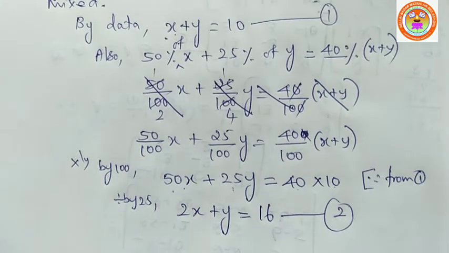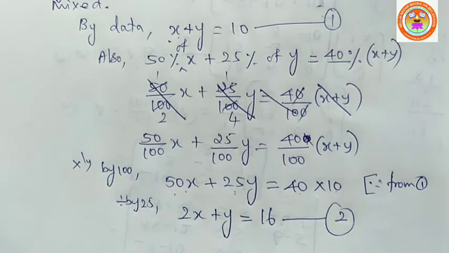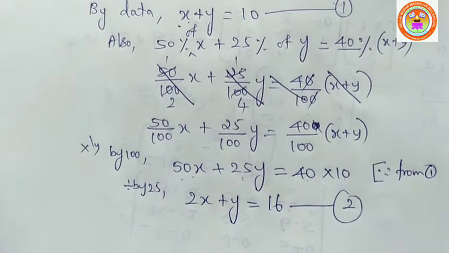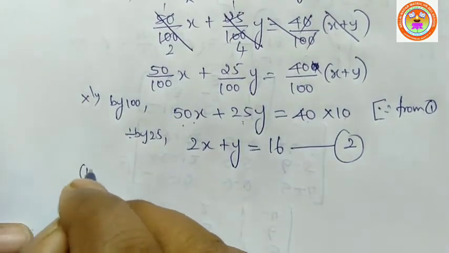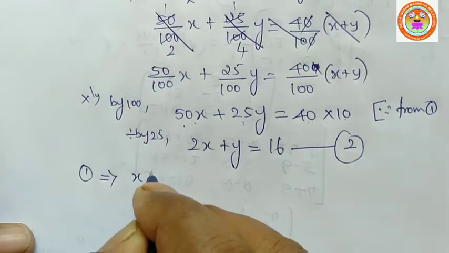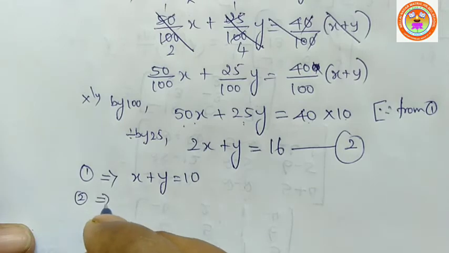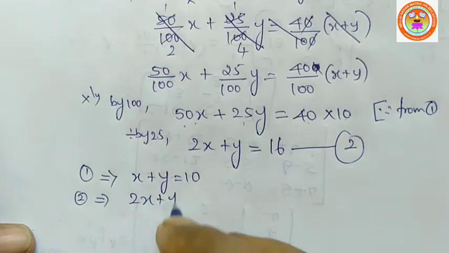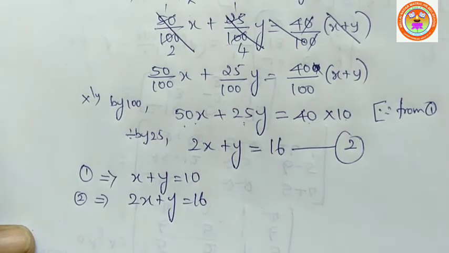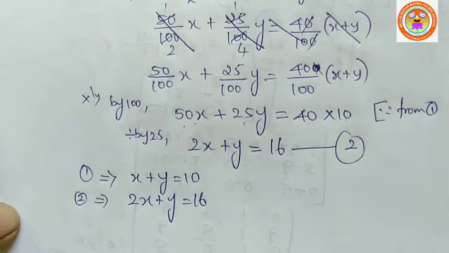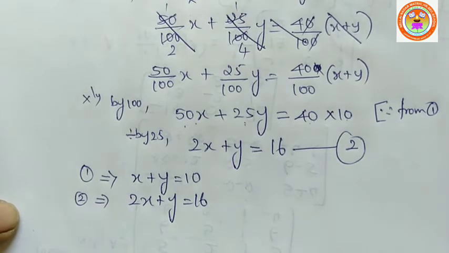Now we are going to solve the two equations 1 and 2. What is the first equation? The first equation is x plus y is equal to 10. The second equation is 2x plus y is equal to 16. With the help of Cramer's rule, we are going to solve these two equations.